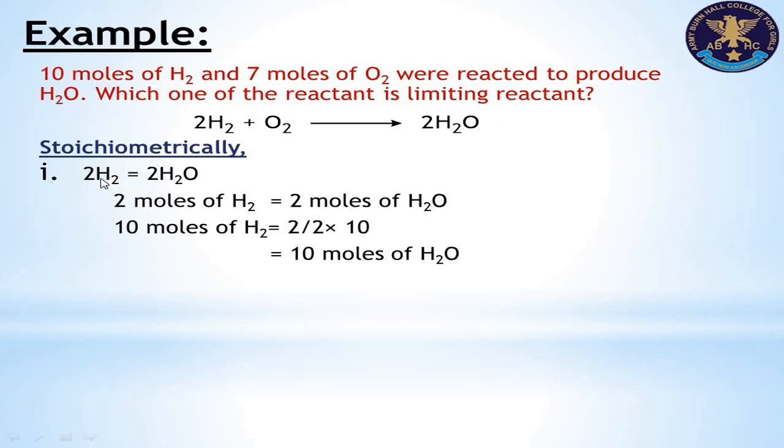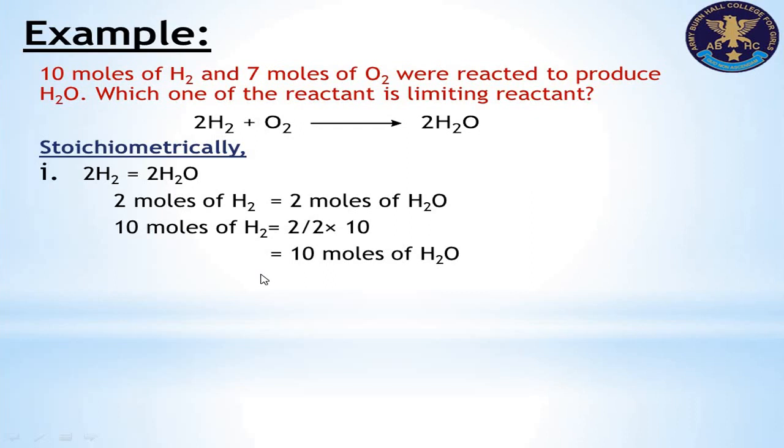If 2 moles gives us 2 moles of water, then 10 moles of hydrogen will give us 2 divided by 2. This 2 divided by 2 will be our conversion factor, multiplied by 10, and this 10 is the given quantity. So 10 moles of hydrogen gives us 10 moles of water.